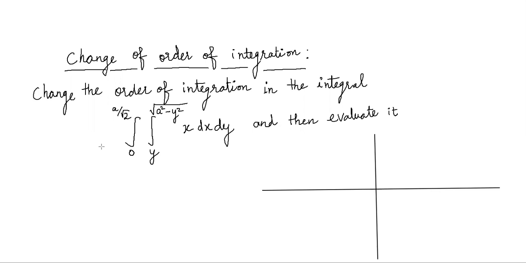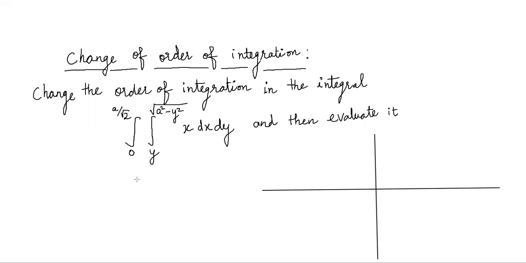So similarly, we will first find the region of integration, and then with that region of integration and with the new changed order of integration, we will find the new limits, and then we will evaluate this integral. So the first thing is to identify what the present order of integration is.